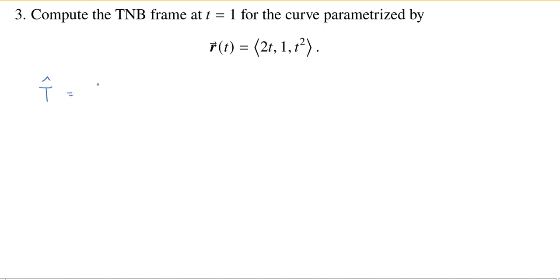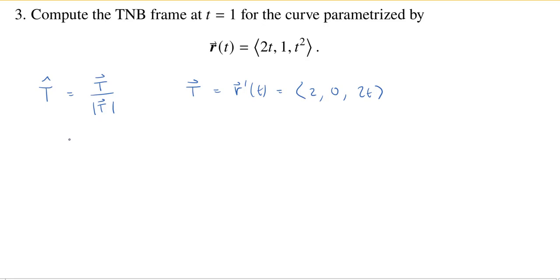And of course, T hat is just going to be given by taking the tangent vector and dividing it by the magnitude of the tangent vector. Finding magnitudes is pretty straightforward, so let's just try to find the tangent vector itself. We can compute it by computing the derivative of r. That's just that simple. So the derivative of r, we just do it term by term, and we get 2, 0, and 2t.